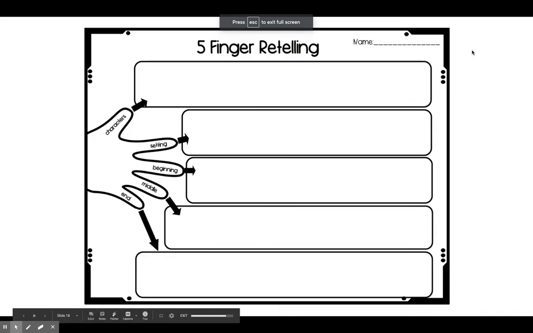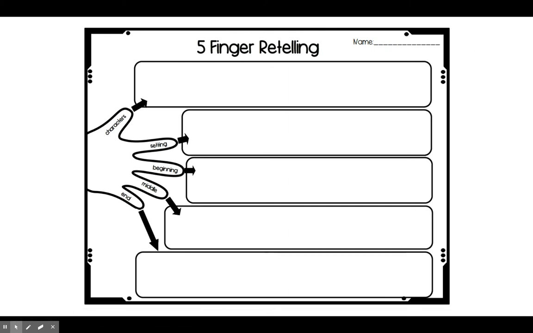Let's do that again. So here is your 5-finger retell sheet. It's the last page in your packet. This is my example for you, and I just want to make sure you guys are doing this correctly. So here is my example. I'm doing a retell of How the Grinch Stole Christmas. This is the book that I chose this week.